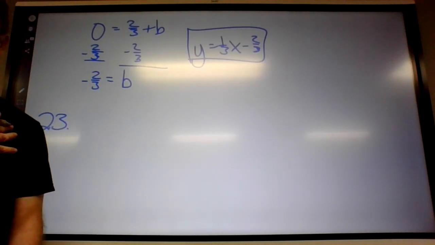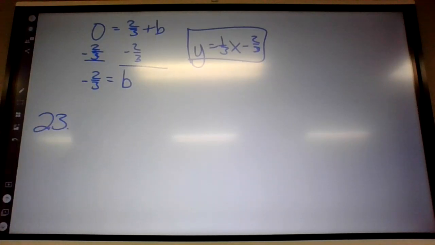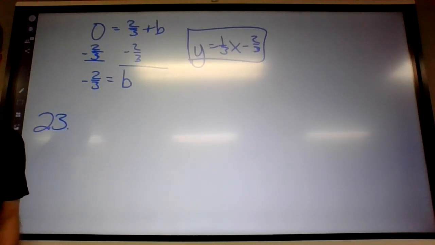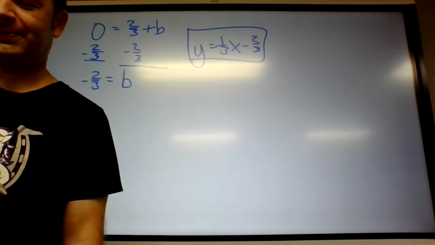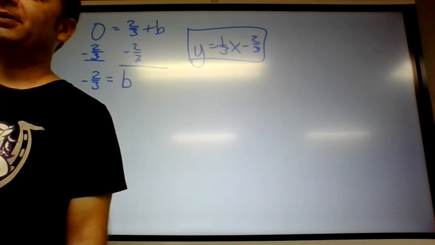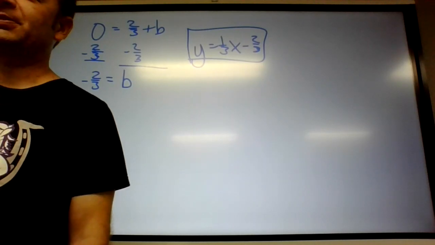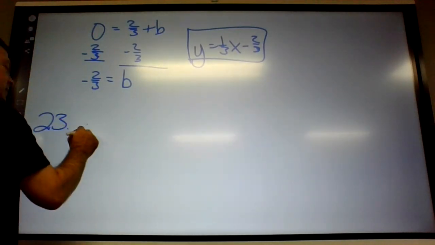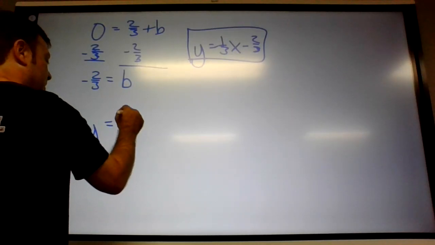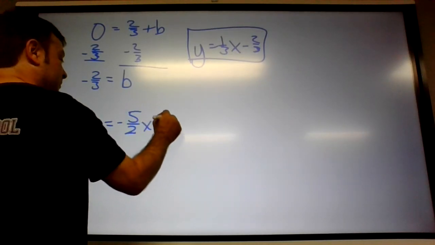Okay, Skylar, on 23, what are we going to use for the slope? Oh shoot, I thought you said 25. 23. What are we going to use for the slope? -5 halves. Yes. And then how are we going to find the b value?